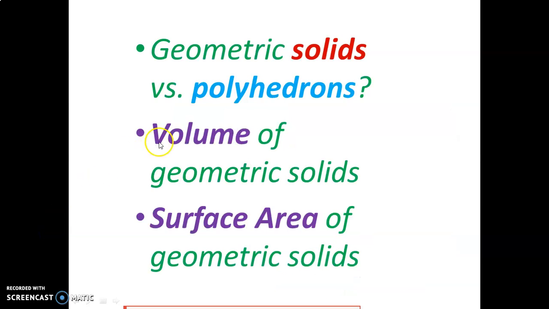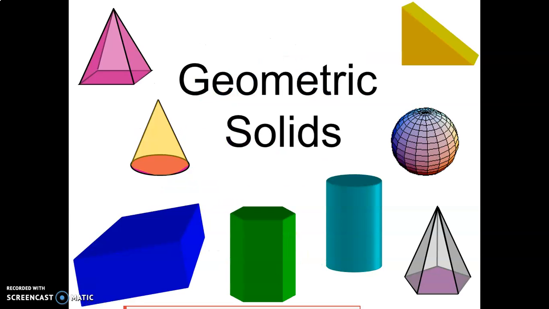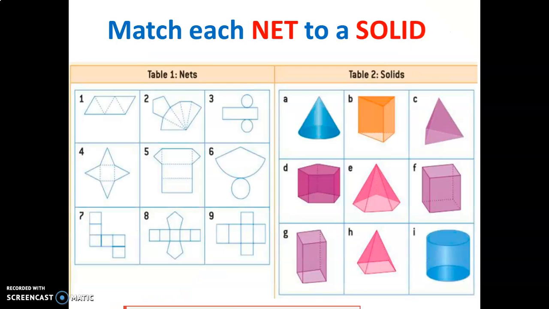This video is going to concentrate on what geometric solids are and how they are different than polyhedrons. We're going to talk about volume of geometric solids, and then we're going to finish with surface area of geometric solids. Geometric solids. They are basically 3D shapes, right?